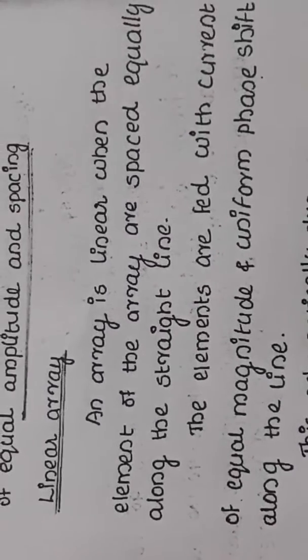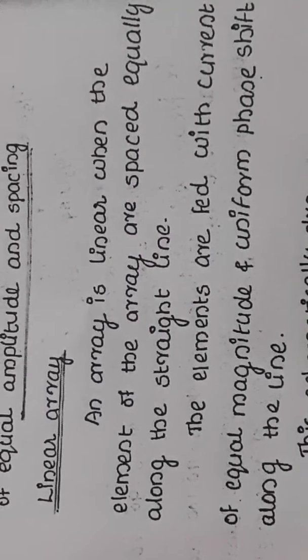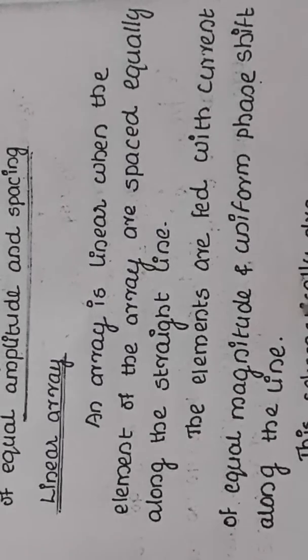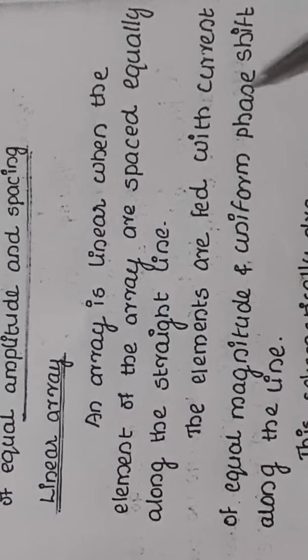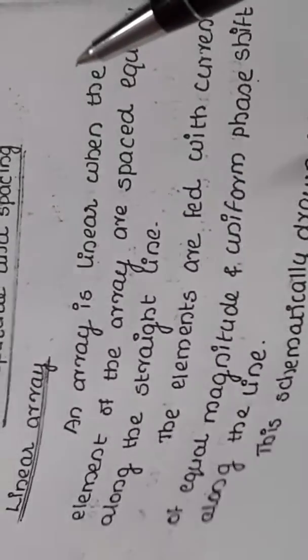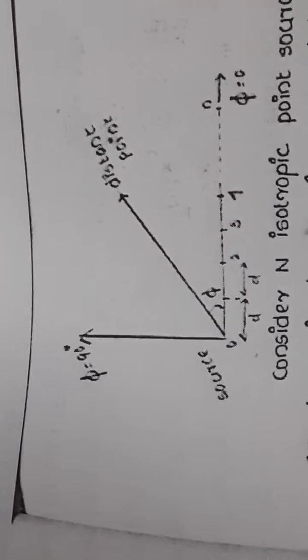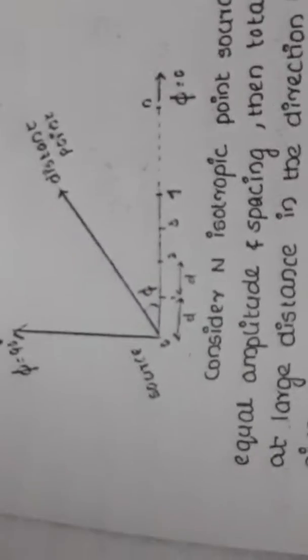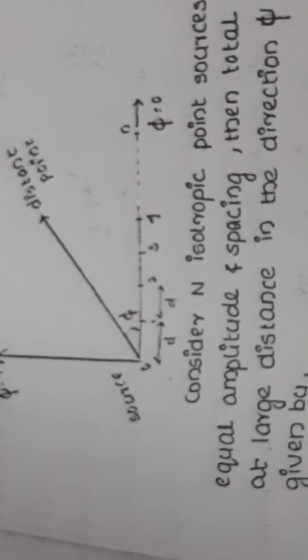Now we take the theoretical statement that the elements are fed with currents of equal magnitude and uniform phase shift along the line. This is schematically drawn as shown in the figure. Already I told how the schematic of the n element array is framed. Consider n isotropic point sources of equal amplitude and spacing.